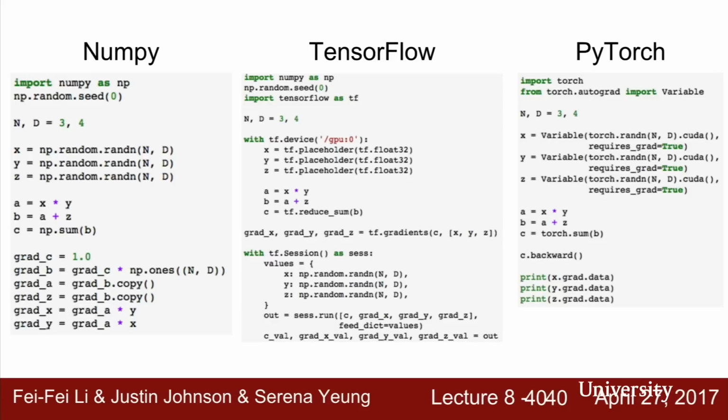So if you look at these three snippets of code side by side, the NumPy, the TensorFlow, and the PyTorch, you see that the TensorFlow and the PyTorch code in the forward pass looks almost exactly like NumPy, which is great because NumPy has a beautiful API. It's really easy to work with. But we can compute gradients automatically, and we can run on the GPU automatically.